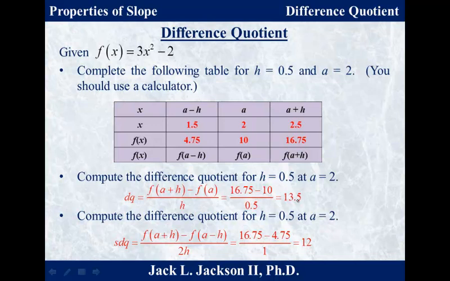The symmetric difference quotient, I'm using this point and this point. Notice delta x is 2.5 minus 1.5, which is 1, which is twice h. 2 times 0.5 is 1. So we're dividing by 1 in the bottom. In the top, we get 16.75 minus 4.75, which is just 12. And divide by 1, we get 12. So that's the symmetric difference quotient. That should have the word symmetric in there.